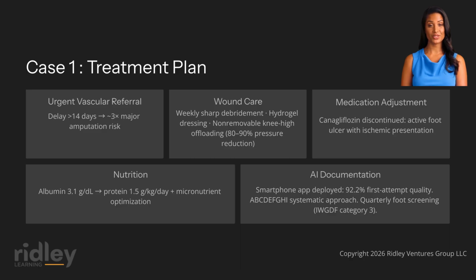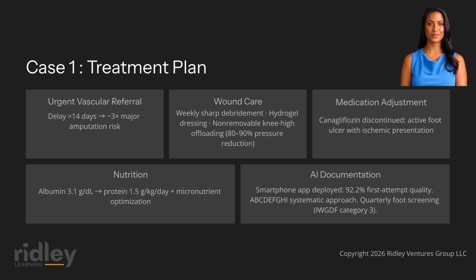Nutritional assessment reveals albumin of 3.1 grams per deciliter, and targeted protein supplementation at 1.5 grams per kilogram per day, with micronutrient optimization, is initiated, recognizing that patients with low albumin of 40 grams per liter or below, and poor limb perfusion, with an ABI below 1.0, derive particular benefit from nutritional intervention.